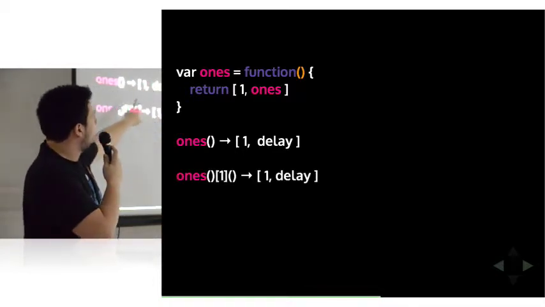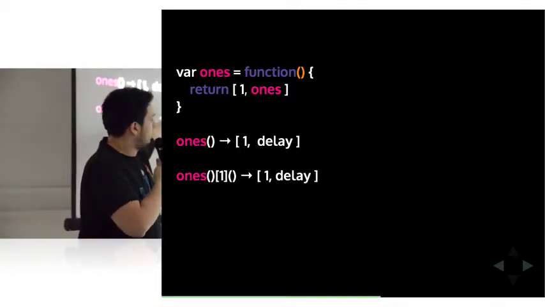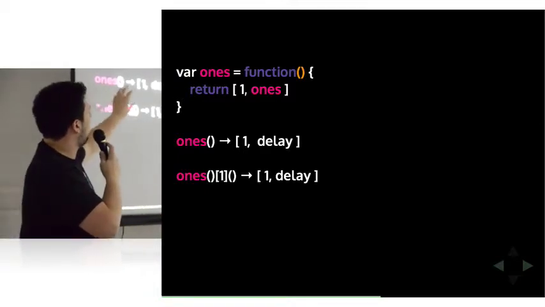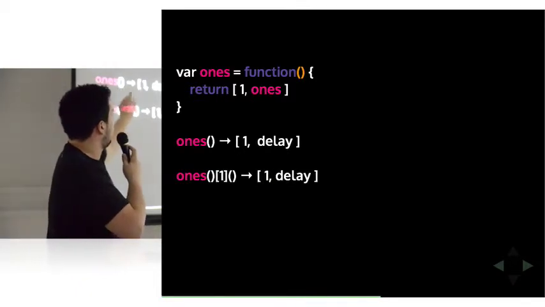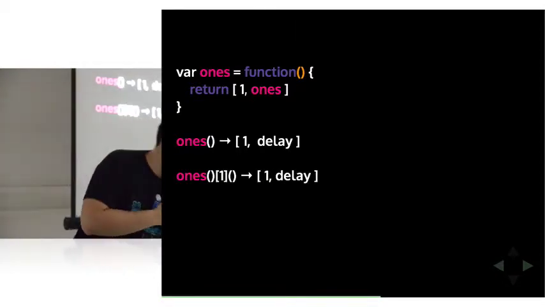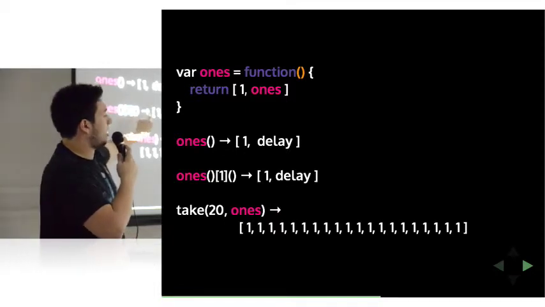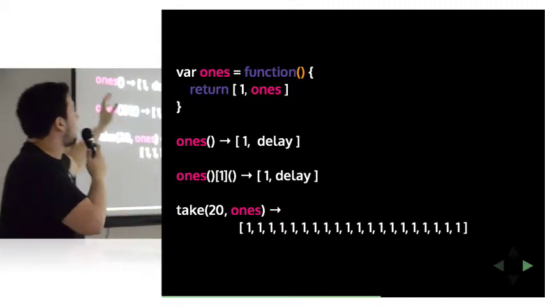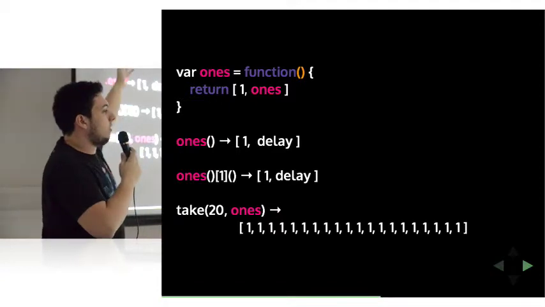If we take the second element and force that, we also get this thing. If we create a function that will repeatedly force the call to ones, that means it takes the second element, forces it, takes the second element, forces it, we get an infinite number of ones, right? So let's call this take 20 ones. This will keep taking the second element, forcing them and concatenating them. Now that's really simple. You see, this is a stream. This is an infinite data structure.